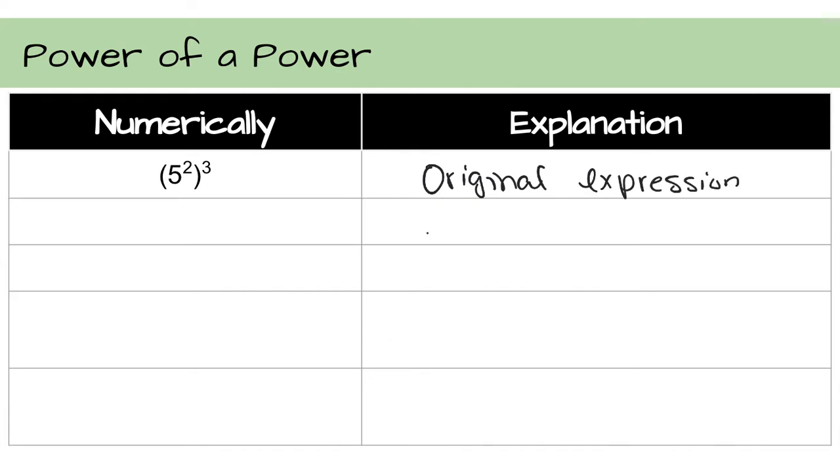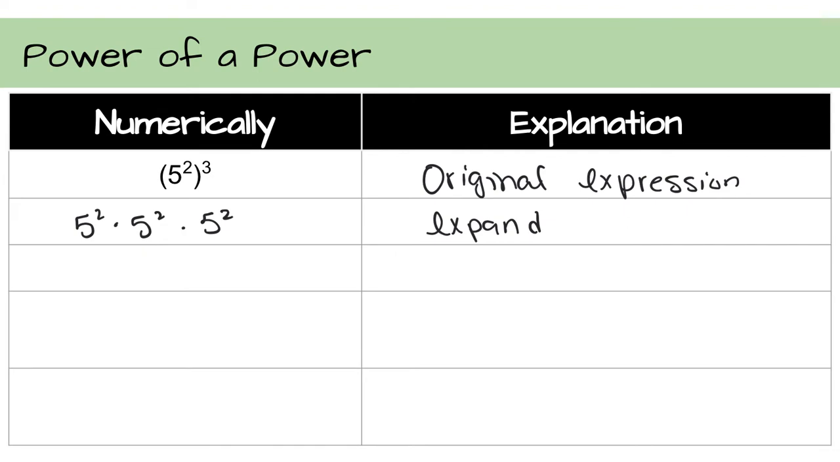Okay, so next we're going to expand. And we know that we have 5 squared with an exponent of 3. So the base here is 5 squared. So we know we have 5 squared by 5 squared by 5 squared.